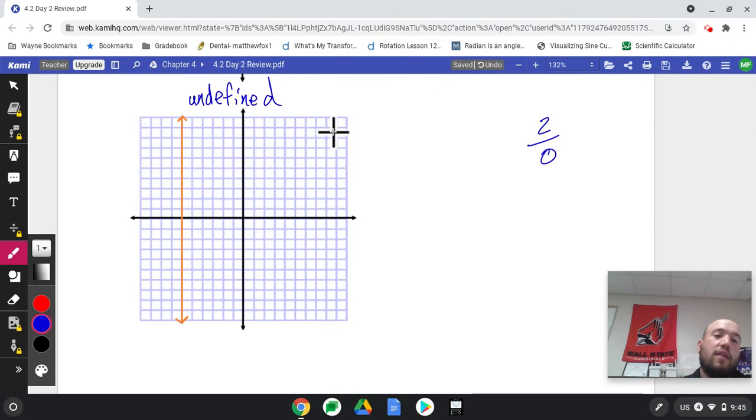So undefined, if it was parallel, it'd run vertical as well. If it's perpendicular, instead of the opposite reciprocal, this is the one time, a perpendicular line will just be horizontal. So 0 and undefined are kind of paired up.